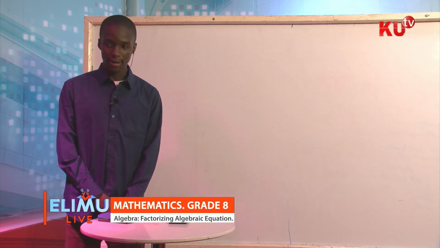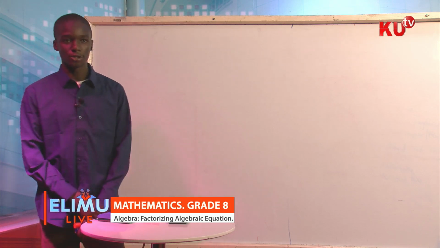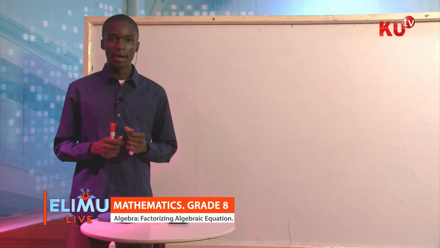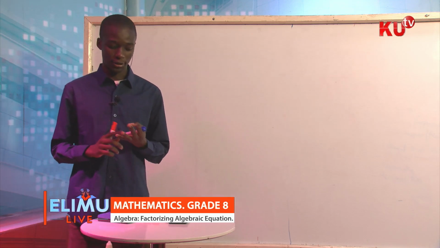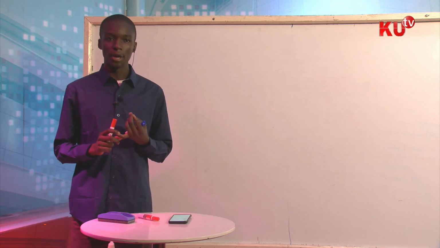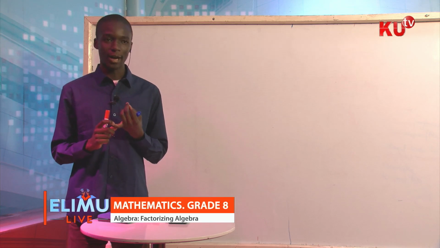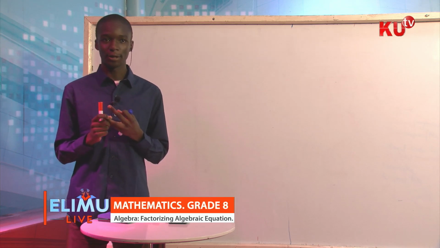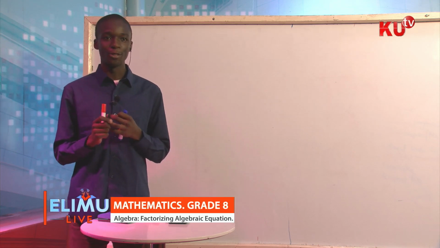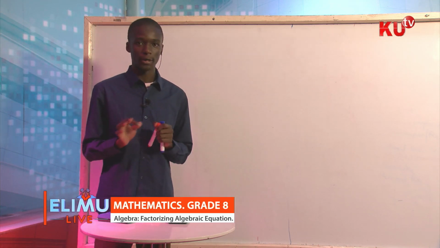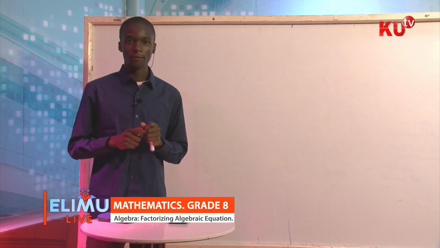Basically, we'll be looking at how to factorize algebraic expressions, and that will be the main aim of this class. By the end of this class, you should be able to do three things. One, factorize algebraic expressions with two terms. Also, factorize algebraic expressions with three terms. And finally, factorize algebraic expressions with four terms.